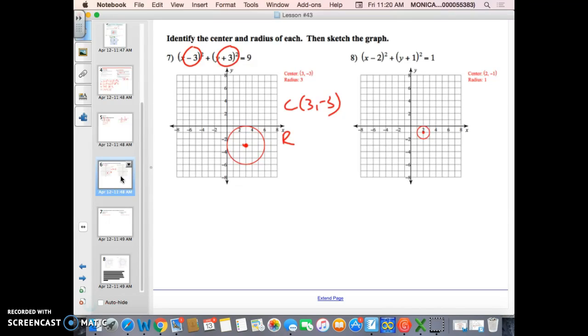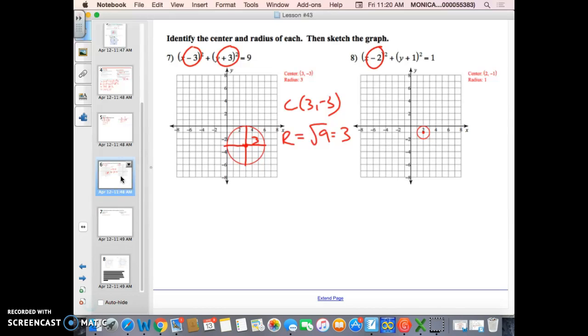And then your radius is the square root of 9, which is 3, and you'll notice 1, 2, 3, 1, 2, 3, 1, 2, 3. So the radius is 3. And then you kind of draw your circle around that. Your circles probably won't look as good as mine.